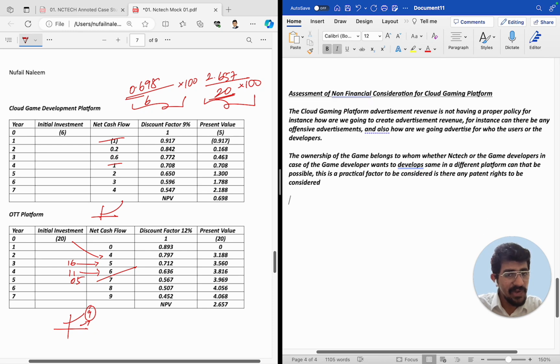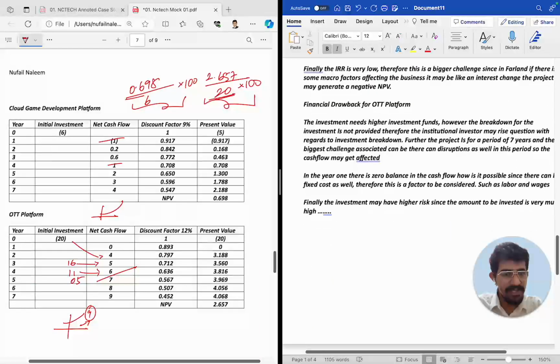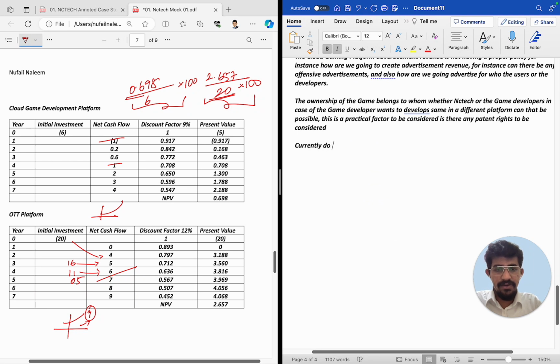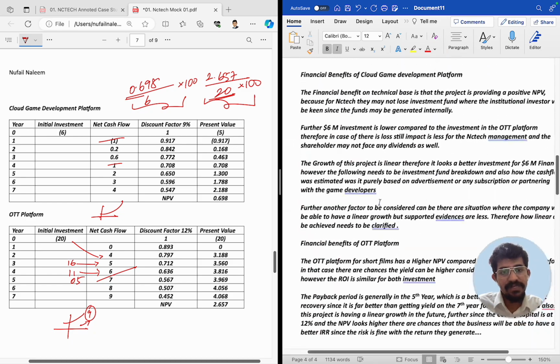Now, the next thing, students, just to make sure your thinking pattern is corrected and to the situation, that is the ownership factor that we were explaining. And then, students, the technical feasibility and the assurance. I'll just write down here. Currently, do we possess the technical feasibility? Is there any game specialist? And if we are hiring them, what were the base for the assurance? Because that is very, very important, right? Therefore, sufficient information is needed. So keep that in mind, students.